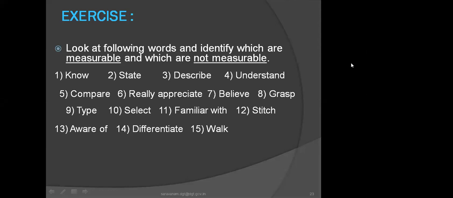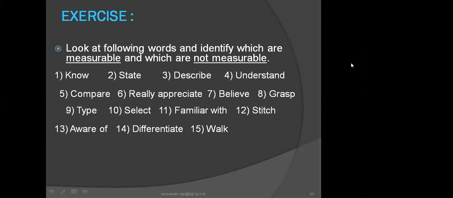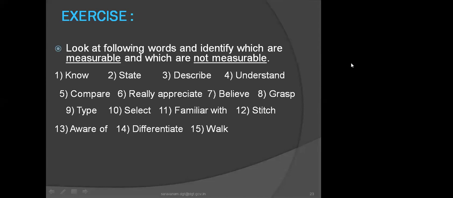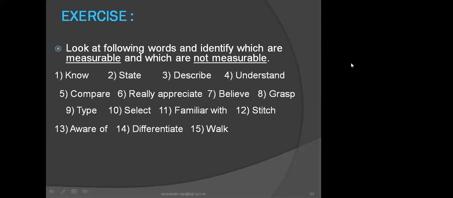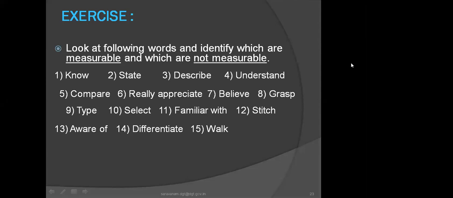And familiar with means how much they are familiar with the language, how much they are familiar with the city, it's not measurable. Stitch means they can perform, they can stitch, it's measurable. And aware of, how much they are aware about that, that's not measurable. And differentiate, like compare, this also is measurable. And walk also, she will be able to walk, it's measurable. So whatever you have answered is very good. I'm very happy.